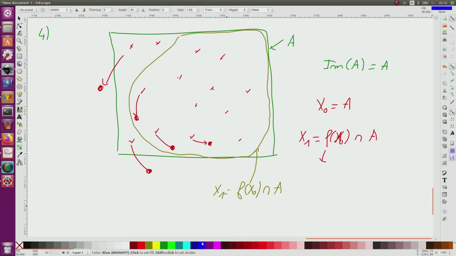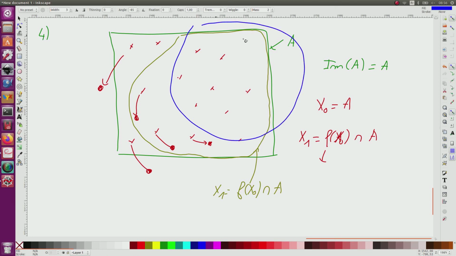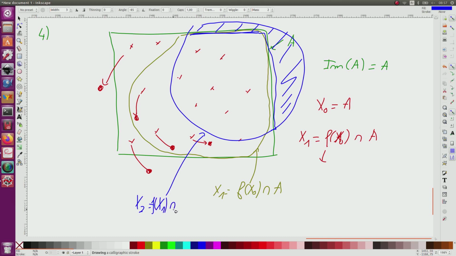And I will continue like this. I will take this set, I will compute its image, I will intersect, so remove all the parts that are outside A, and I will form a new set which corresponds to x2. And x2 is equal to f of x1 intersected with A, and so on. So it corresponds exactly to the previous sequence I have introduced just before.